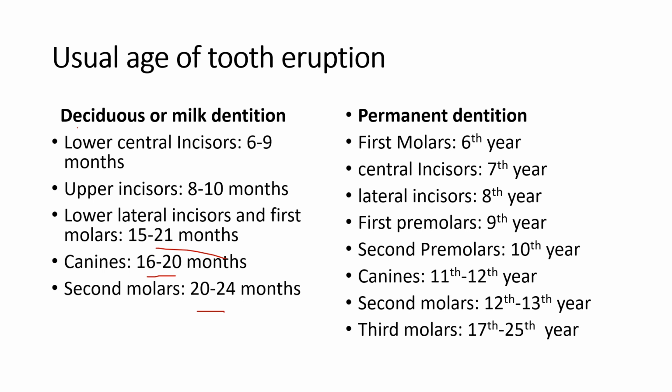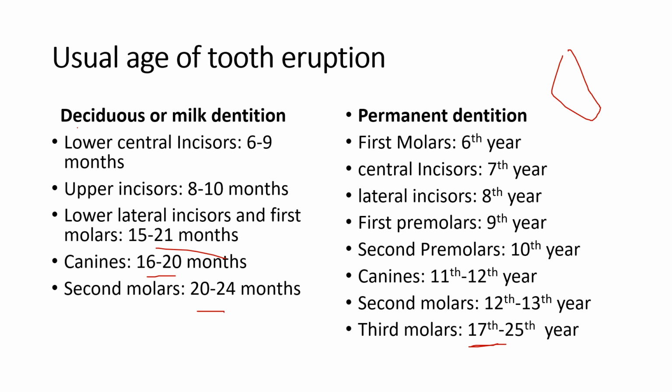In the permanent dentition, first molar 6 years, central incisor 7th year, lateral incisor 8th year, first premolar 9th year, second premolar 10th year, canine 11th to 12th year, second molars 12 to 13 years, and third molars 17 to 25 years. With this, if you get an X-ray and you're monitoring this, you can determine which year category the person falls under, especially when you're calculating the age from 0 months to 25 years.